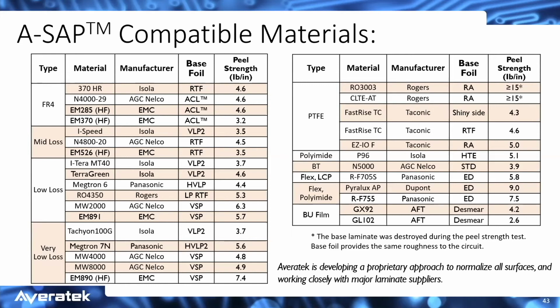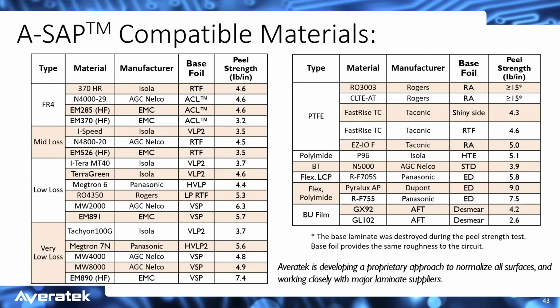CLTE-AT, the adhesion is so good that we actually can't measure it. We're listing it here as greater than 15, but the metal has not peeled off the Rogers material. It's actually ripped the Rogers material at 15 pounds. And in some cases, we're measuring 20 pounds peel strength there.